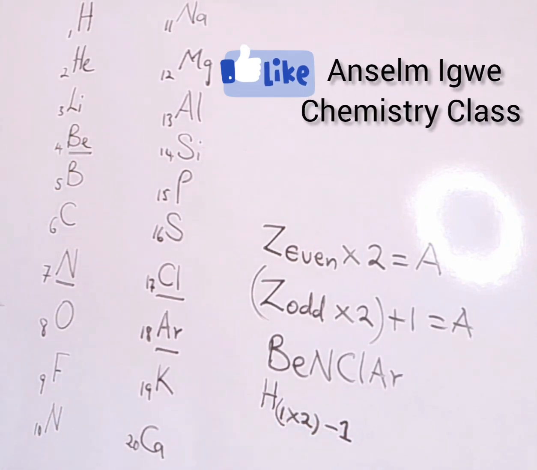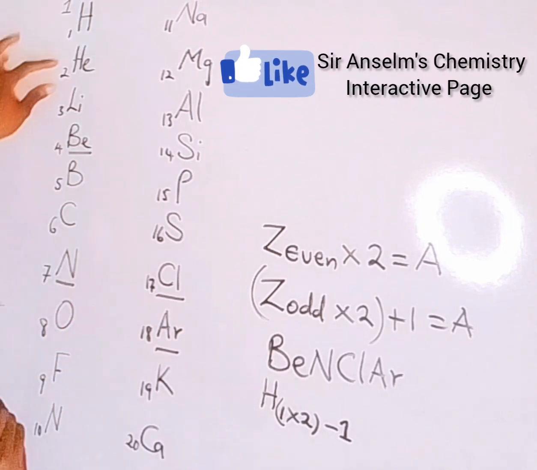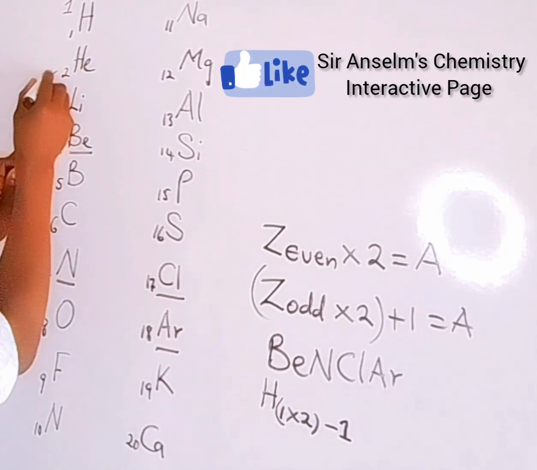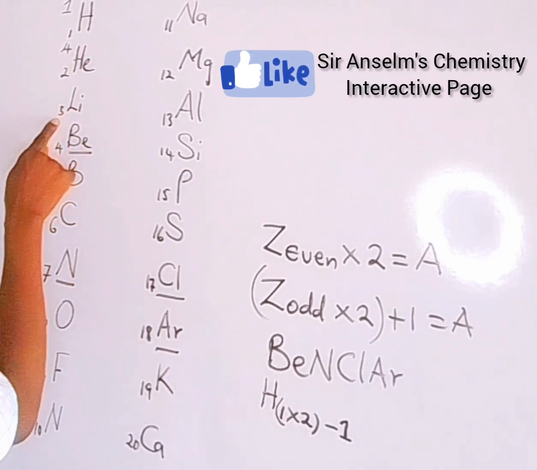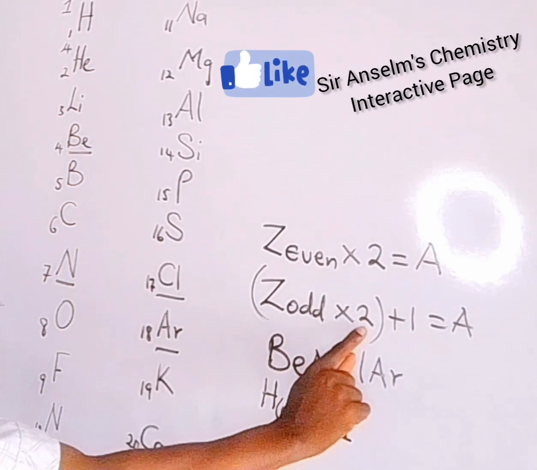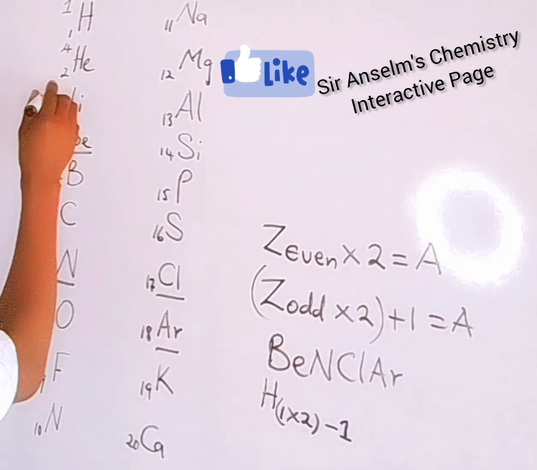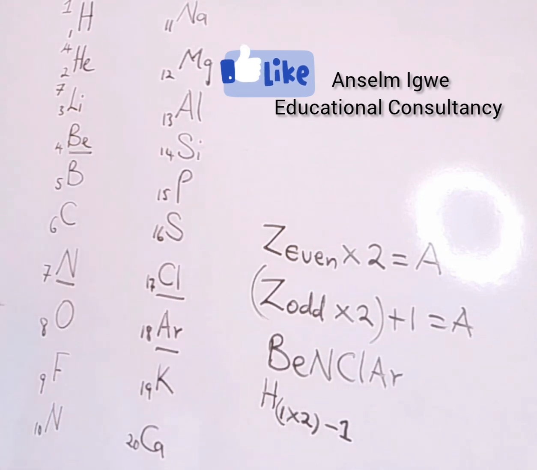So let's start. 1 times 2 is 2. Minus 1 is 1. Helium is an even number. So we multiply by 2. 2 times 2 is going to be 4. Lithium, the atomic number is 3. Odd number. We multiply by 2 and add 1. 3 times 2 is 6 plus 1, 7. Beryllium is an exceptional case, so we leave it.